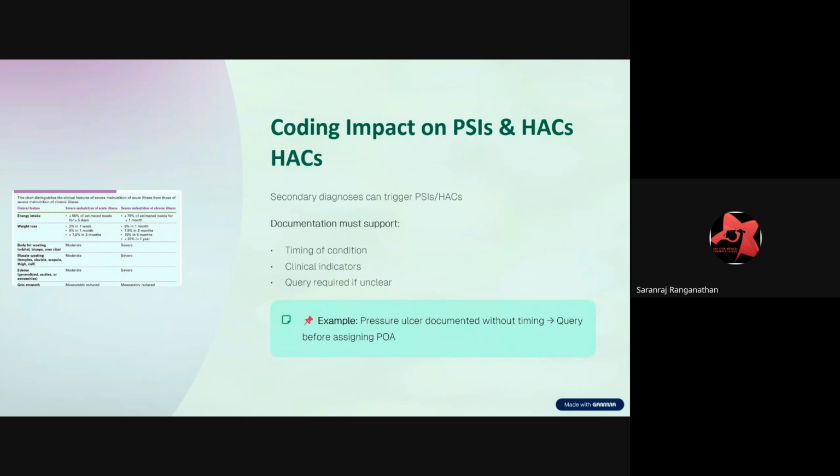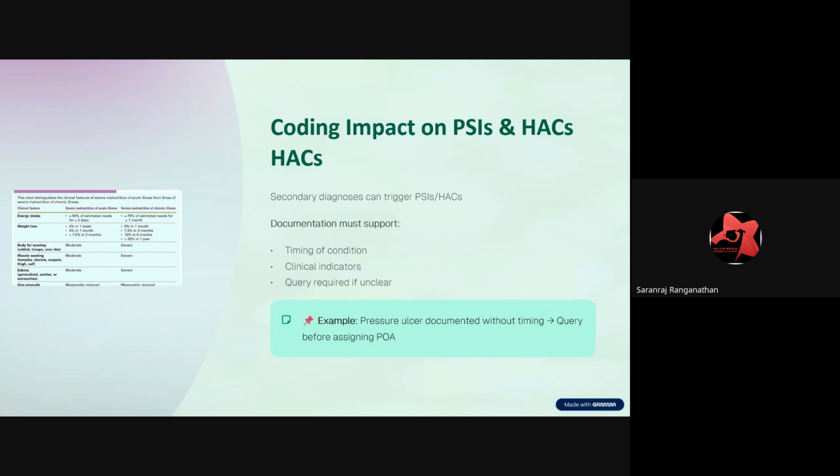Yes, certain conditions, the secondary diagnosis, may trigger both the PSI and HAC. So here you see timing of the condition, clinical indicator, and query required if unclear. These are the documentation support. I was telling you previously about one example related to the PSI indicator for hip fracture. There is a chance where you may get a secondary diagnosis where you should use the PSI indicator, not only for the principal diagnosis, but also for the secondary diagnosis.